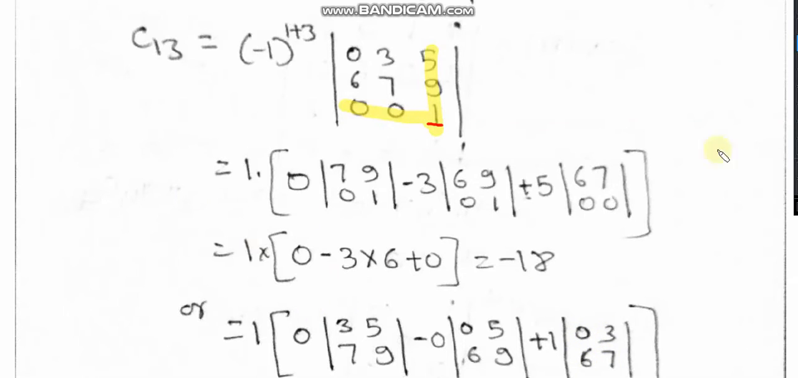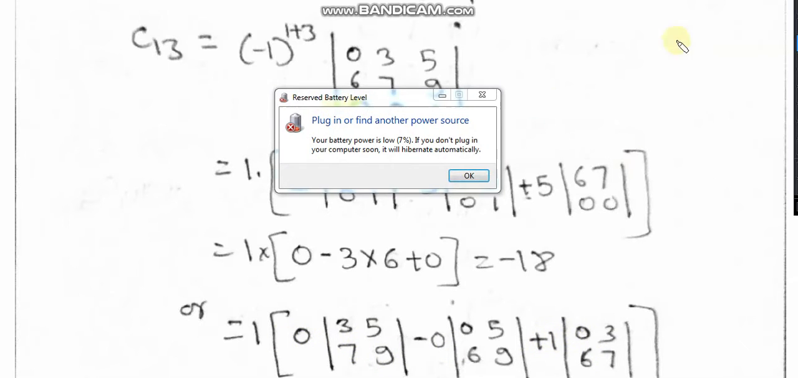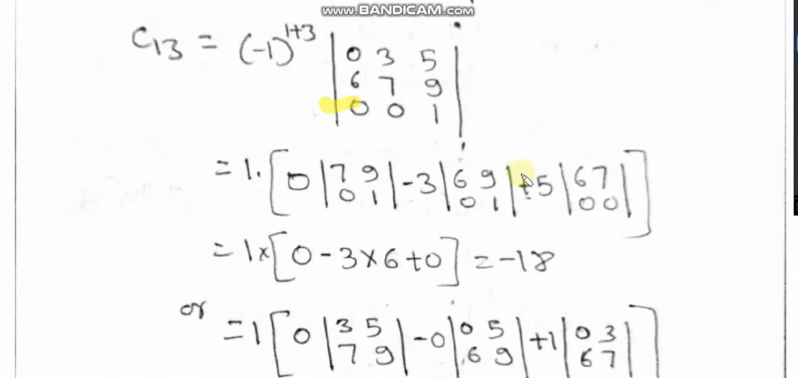I can expand it along the first column, first row, or the second row, or the third row. If it is asked for a particular row, then you can write for that. If it is not asked for a particular row, you can choose the row which has more zeros. So I can choose this. Instead of expanding, I could have written 0 minus 0 plus this expansion. Moving on to the next problem.